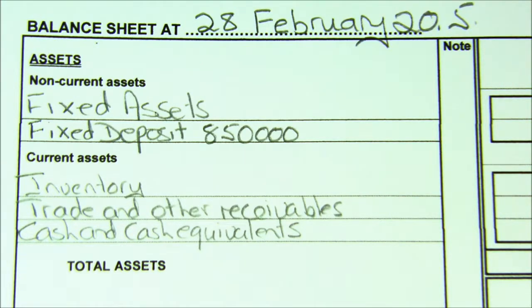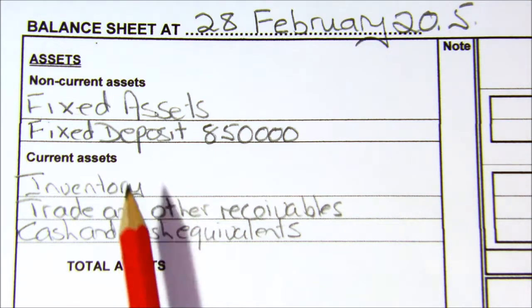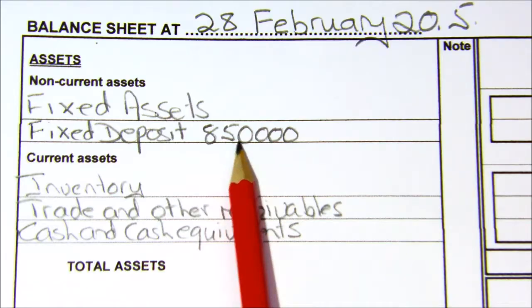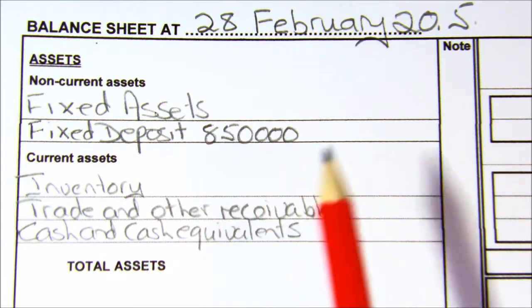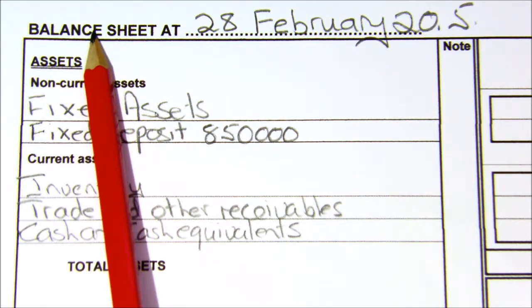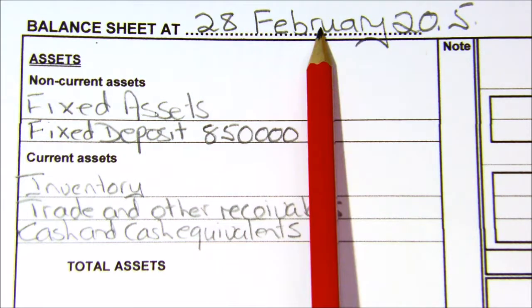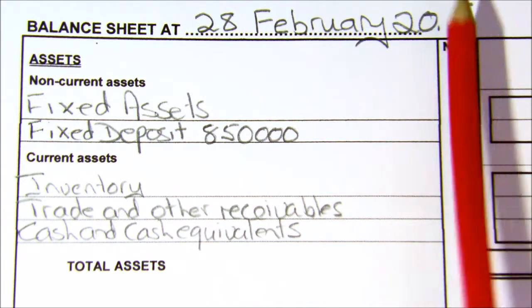Now, another adjustment that learners often get confused with is the current portion of fixed deposit and the current portion of a loan. So let's take a look at this particular exercise. You were given a fixed deposit of $850,000 in the pre-adjustment trial balance, and you're working for the financial year ended the 28th of February 20.5.